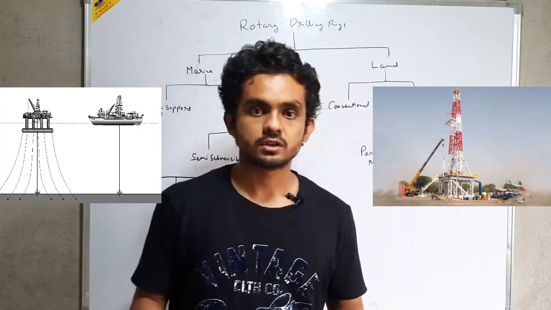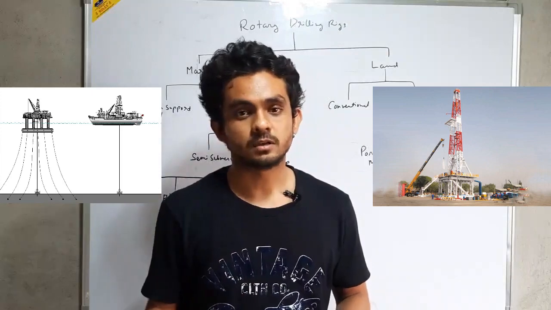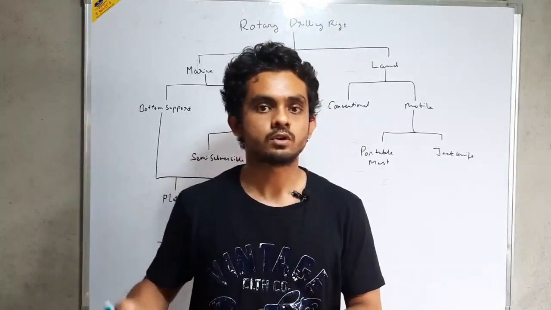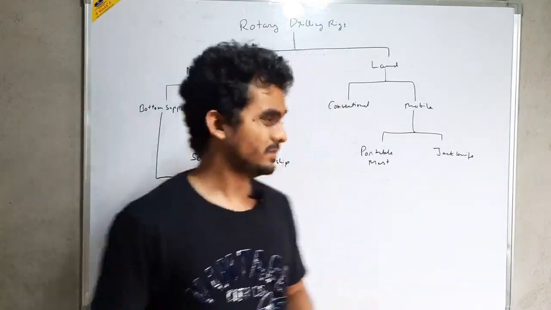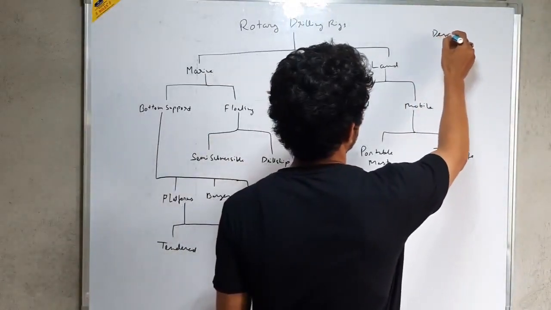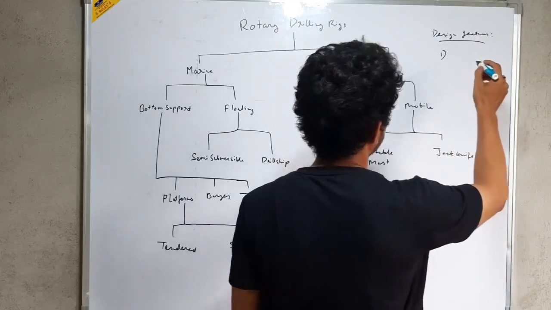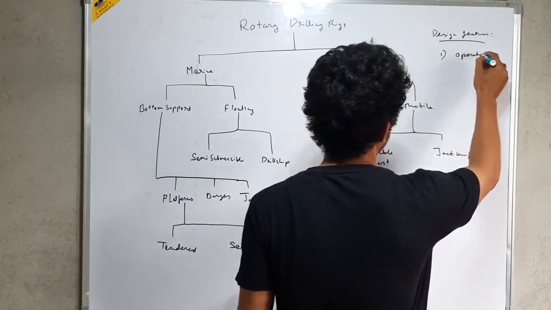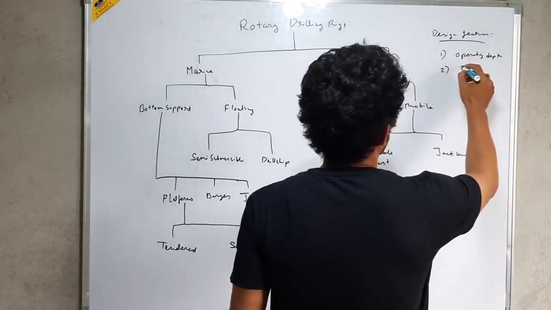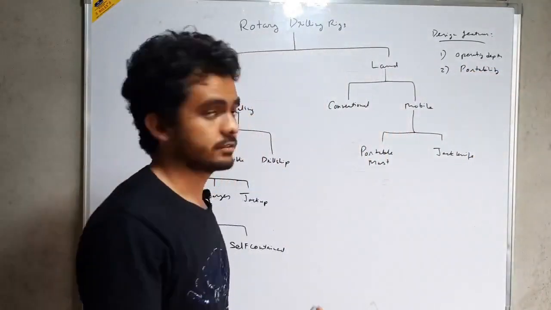Land rigs are the rigs which are used for drilling operations onshore, that is on land, and marine rigs are the rigs which are used for offshore operations, that is the rigs which are employed on the ocean. Now first coming to the land rigs, the main design features of land rigs are operating depth and portability. These 2 are the different design features.